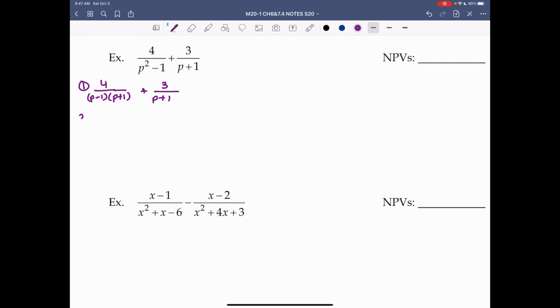Step 2, our lowest common denominator. Well, we have p plus 1. The left denominator has p minus 1, so (p minus 1) times (p plus 1). Step 3, our NPVs. When is (p minus 1) times (p plus 1) equal to 0? When p equals 1 or when p equals negative 1.